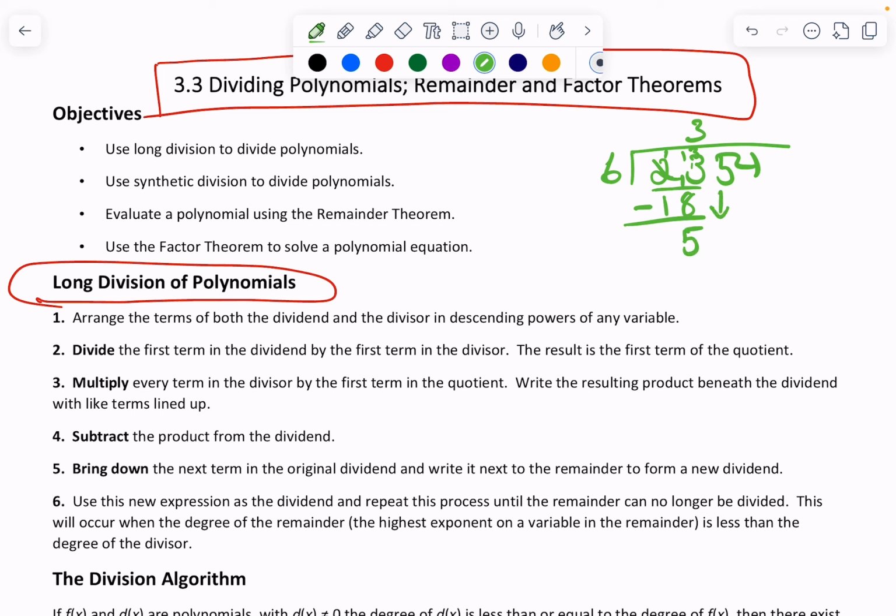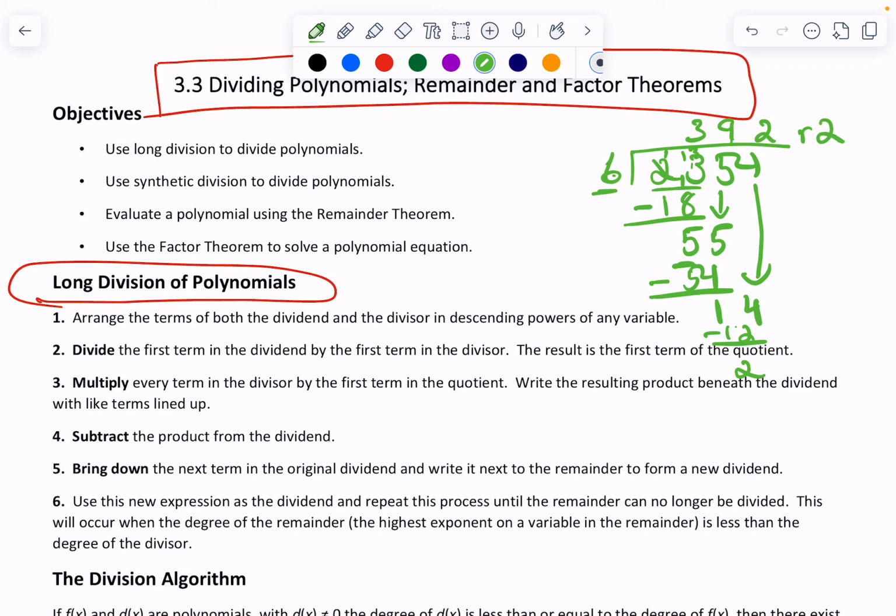Now we need to bring the 5 down. And this needs to be less than our divisor, which is the 6, for it to be correct. So 55, 6 goes into 55 9 times. We put the 9 up here. 9 times 6 is 54. We subtract again. 5 minus 4 is 1. That is less than 6. We're going to bring the 4 down. How many times does 6 go into 14? 2 times. 2 times 6 is 12. And we have a 2 as a remainder.